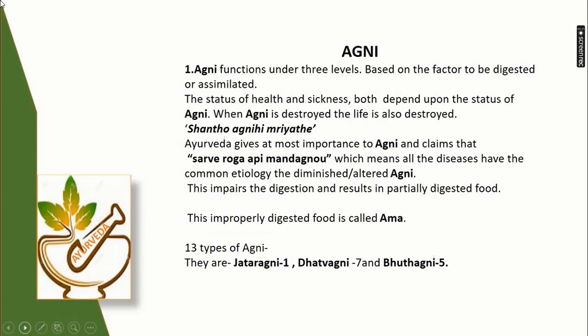Agni is fire. Agni's main function, we can see, is with three levels: food is digested, based on the factor to be digested or assimilated. The status of health and sickness both depend upon the status of Agni, our digestive capacity.